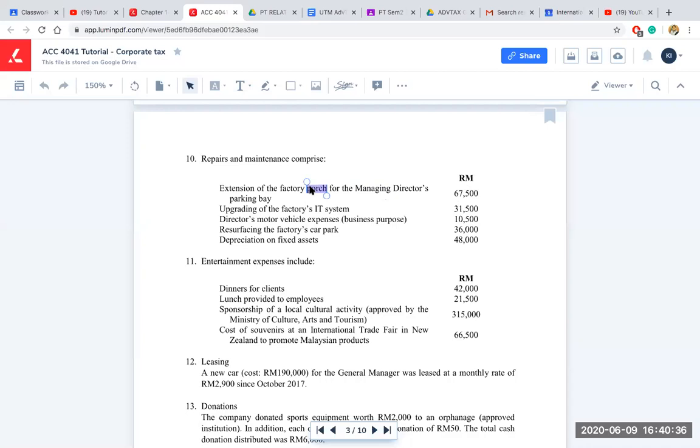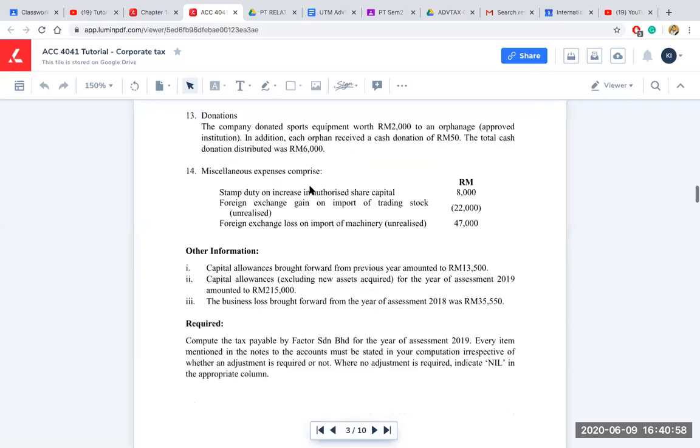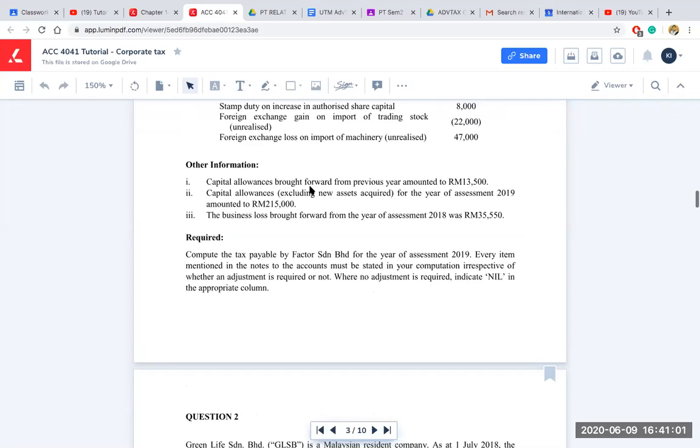You ada Porsche of QE then 6,700 for the 2019 kan. Ada IA 10%, AA 3%. And then factory IT system 31,500, IA 20%, AA 20%. So ada dua item lah ya. So that one you have to show additional capital allowance lah. So show your working there.